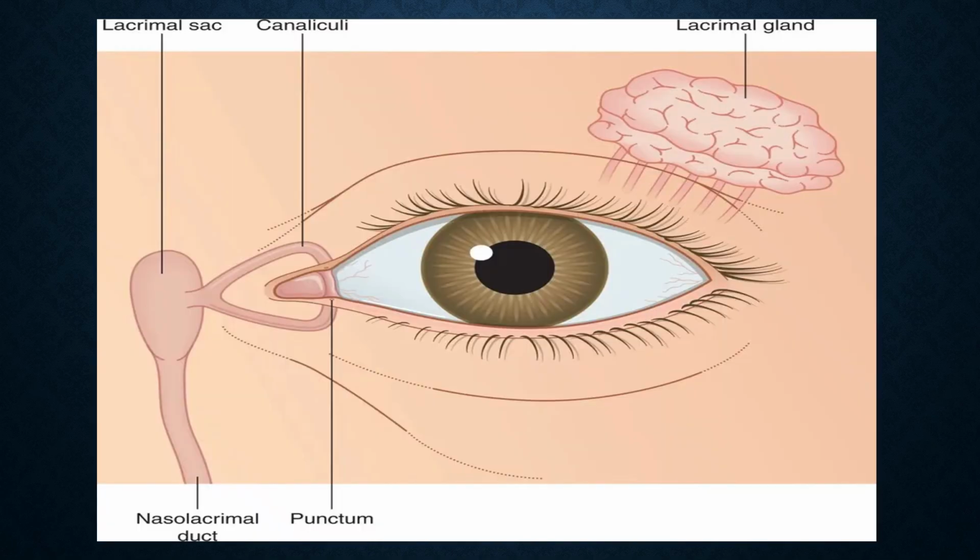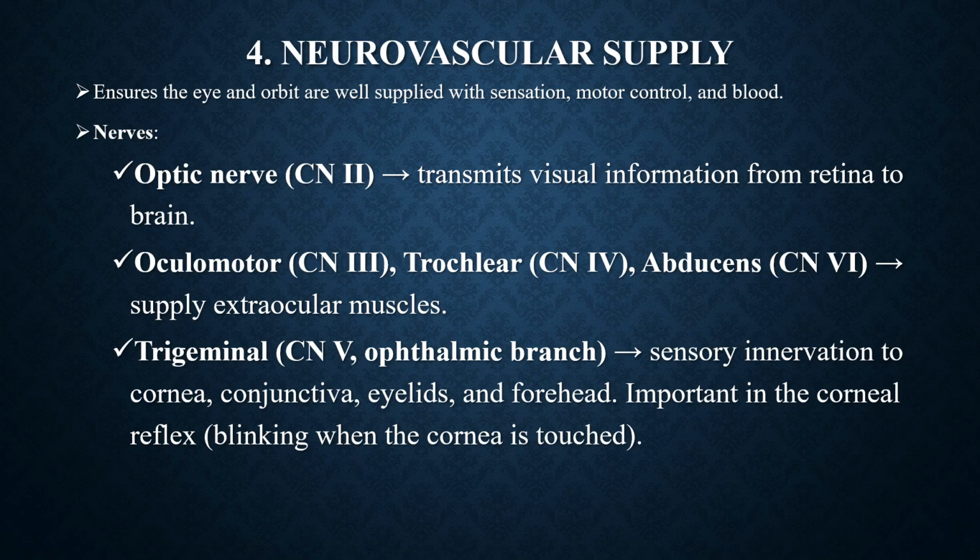Now this is the position of the lacrimal gland superiorly. It produces the tears, which lubricate and nourish the structures of the eye. Then when you blink, the tears are forced via the punctum, the canaliculi, then lacrimal sac, then outwards via the nasolacrimal duct to the nose. Neurovascular supply ensures the eye and orbit are well supplied with sensation, motor control, and blood.